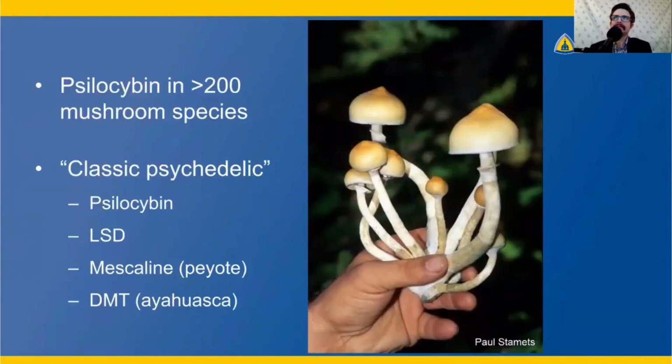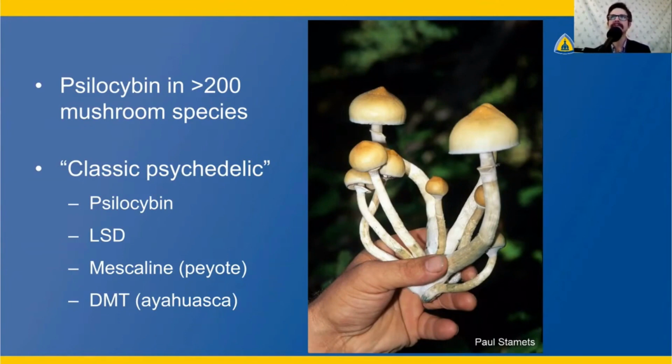I'm going to be focusing mostly on research on psilocybin. That's the active agent in over 200 species of mushrooms. Psilocybin is a classic psychedelic, so that puts it in the same category as LSD, mescaline, and dimethyltryptamine. These act by serving as agonists at the serotonin 2A receptor.